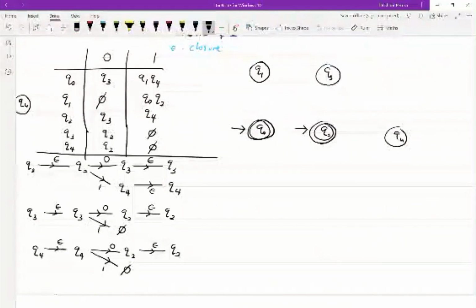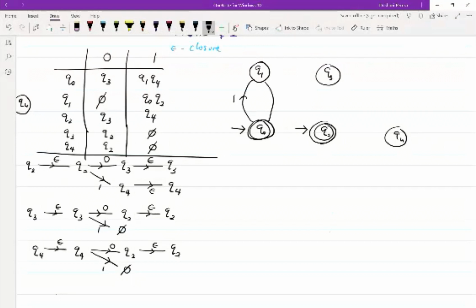Now what you have to do is mark the transitions. Q0 will go to Q1 when you see 1, then it will come back to Q0 when you see an input 1. Likewise, looking at the results that you get in the table, you have to mark your transitions in the NFA. So that is easy.